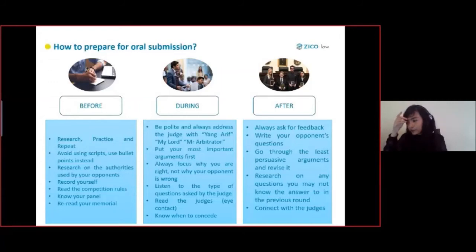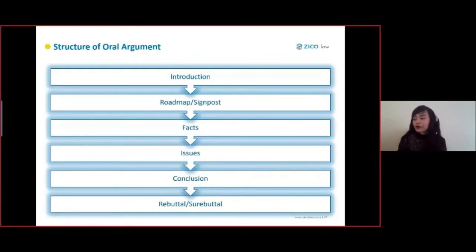Okay. So the next one is structure of oral argument. We have introduction, signpost, facts, issues, conclusion, and rebuttal. Let's go through this very quickly. Introduction, begin with may it please this honorable court, or if it pleases the court. But if it's an arbitration setting, you don't actually have to say this. What I do is I say greetings and I just start with my submission.